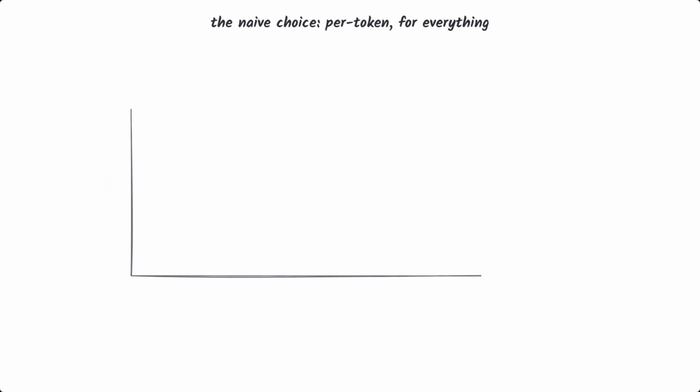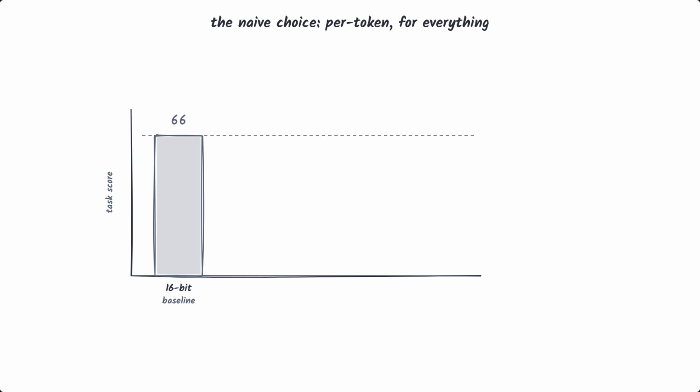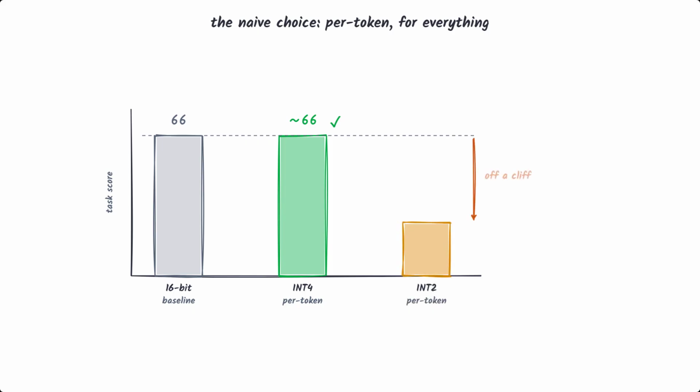Here's the evidence that it matters. The default, easy choice everyone reaches for is per-token, for both key and value, because it fits the streaming pattern so nicely. At 4 bits, that's totally fine, accuracy holds. But drop to 2 bits with per-token everything, and accuracy falls off a cliff, a task score crashing from 66 down to 53. 2 bits is exactly where the naive approach breaks.